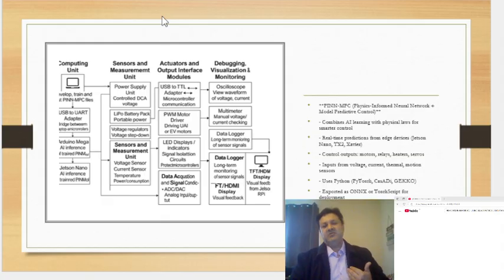Then we have a unit where we will debug. We will do debugging, visualization and monitoring. Then we will also be logging the data somewhere. So we have to do a data log, and then eventually we will have a monitoring system where we can see what is happening. Are we close to our results?